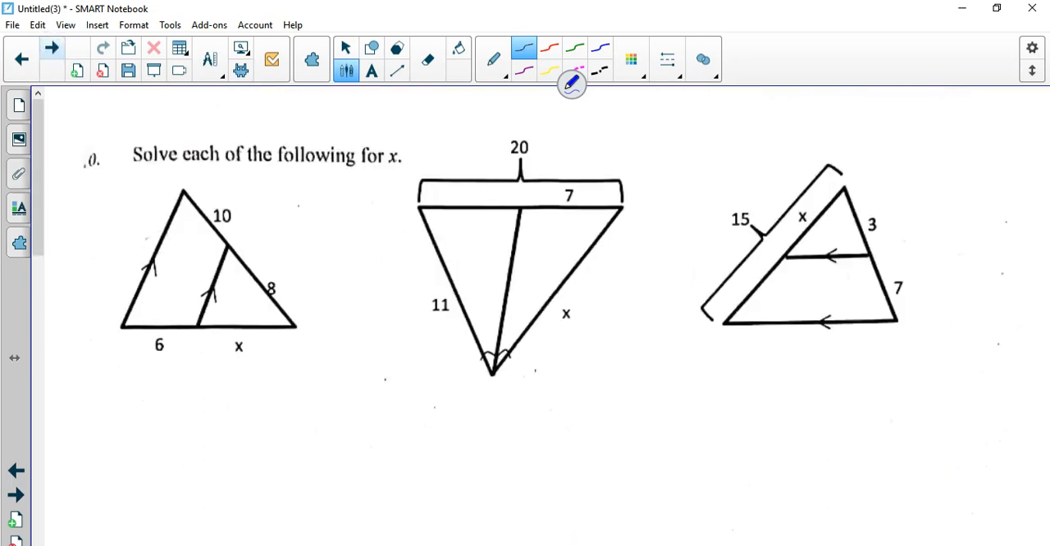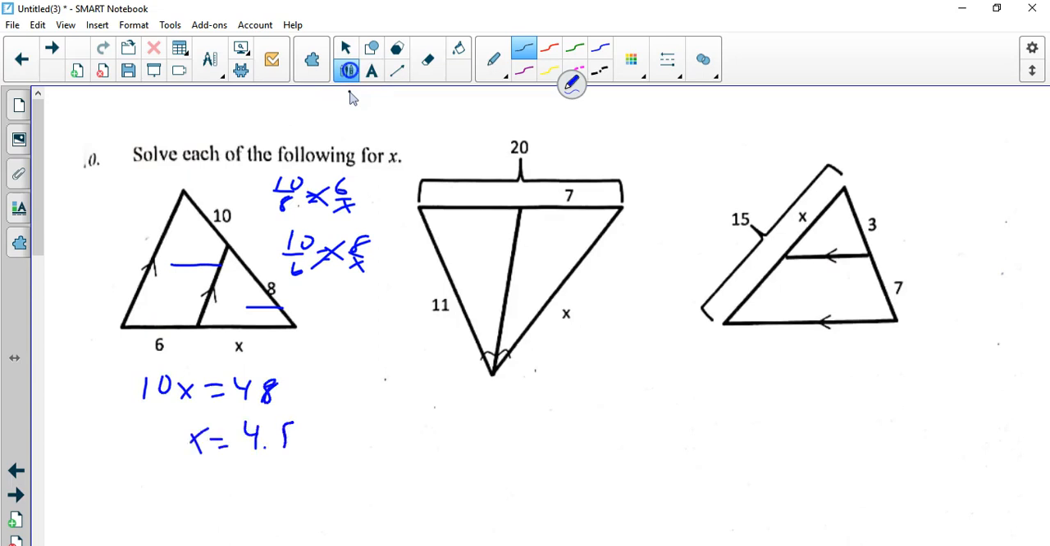All right. Last page. Solve for the following. Again, if you use that trick I taught you, you can set up your fractions like this. 10 over 8 equals 6 over x. Or you can set it up 10 over 6 equals 8 over x. And if you notice, it doesn't matter because the 10 is being multiplied by the x and the 6 by the 8. So what we get is 10x equals 48. X is 4.8.